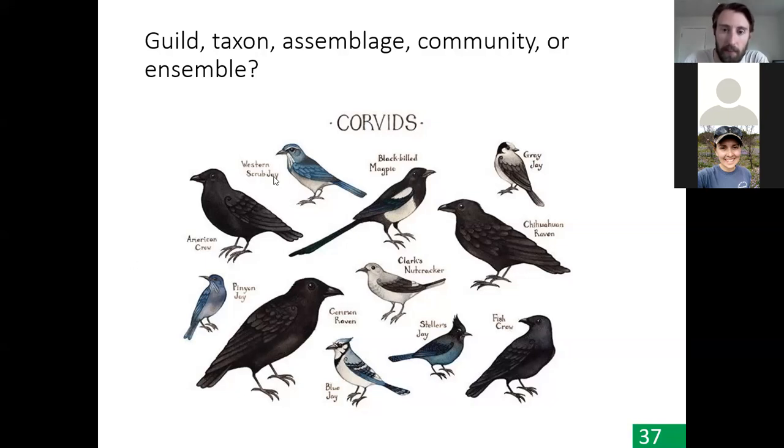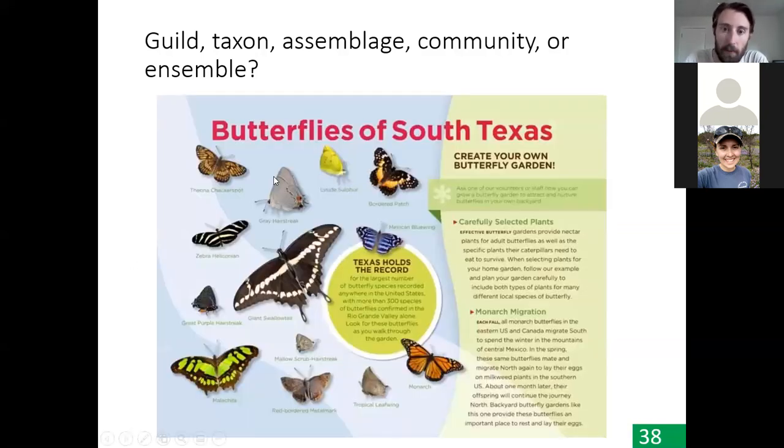All right, next example here. We've got butterflies of South Texas. So I'll let you think about that for just a minute, and then I'll talk about it. I see a chat here now. Oh, but it's not showing it to me. Oh wait, there it goes. All right, people are saying assemblage and community.